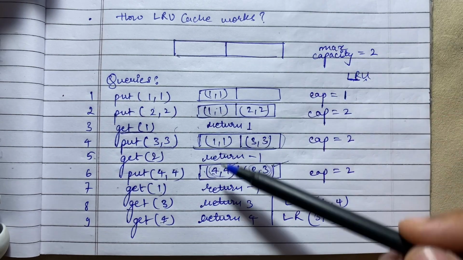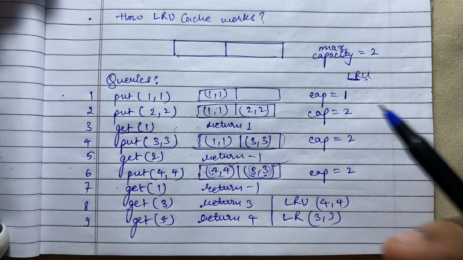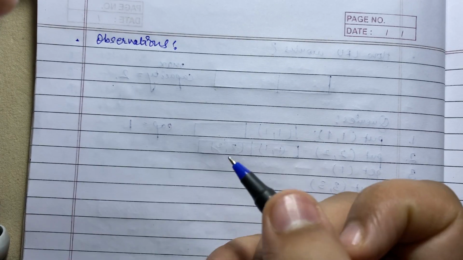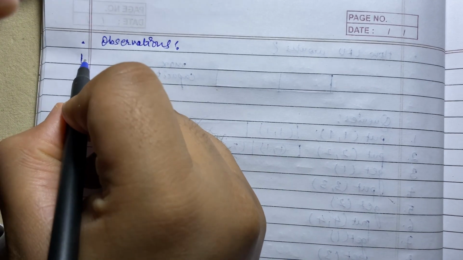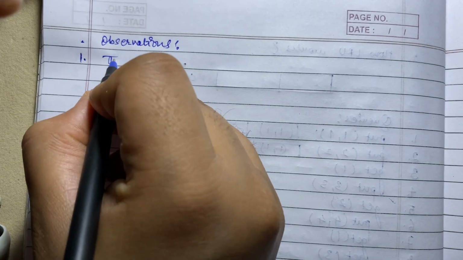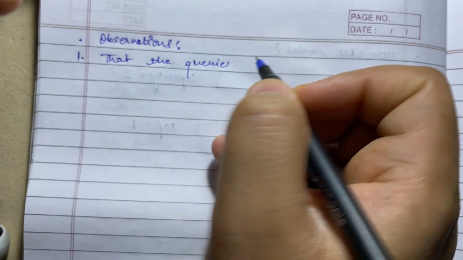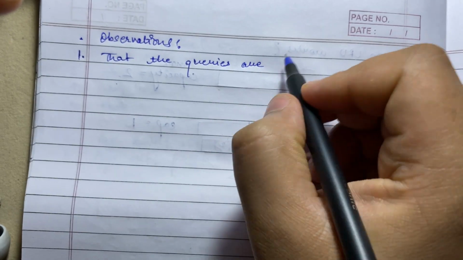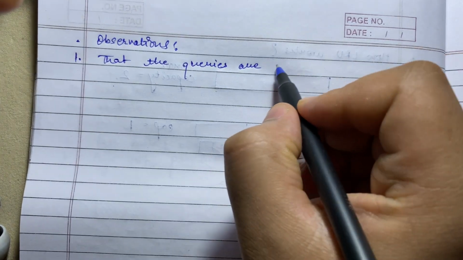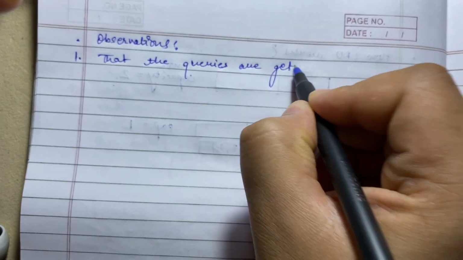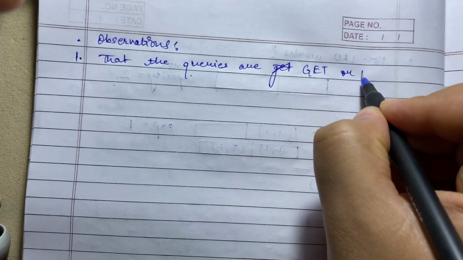Now while explaining this example, I observed a few things. So let's see if you were able to catch these or not. So here are my few observations from the example that we just executed. The first observation is that the queries are either a get query or a put query. Or let me just write it in caps, GET or PUT.